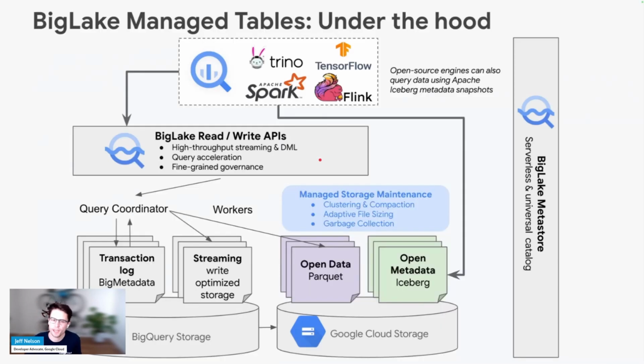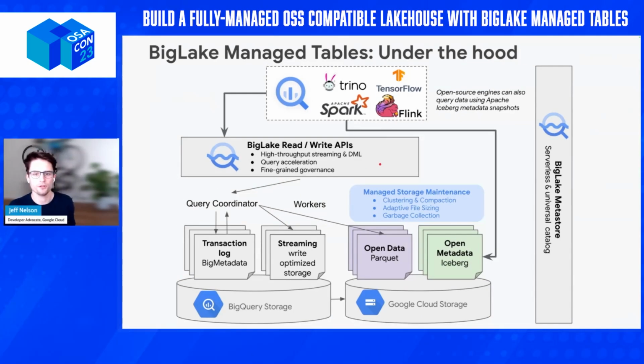So when thinking about the life cycle of a query, there's two ways that we can access our BigLake Managed Tables. First, we could submit a job to the BigLake read and write APIs. When we do this, the data goes to a query coordinator, which handles the query by accessing a transaction log right down here on the left side. And the transaction log is going to tell the query coordinator exactly which files in an object store should be read from or where they should be written to, depending on if it's a read or a write job.